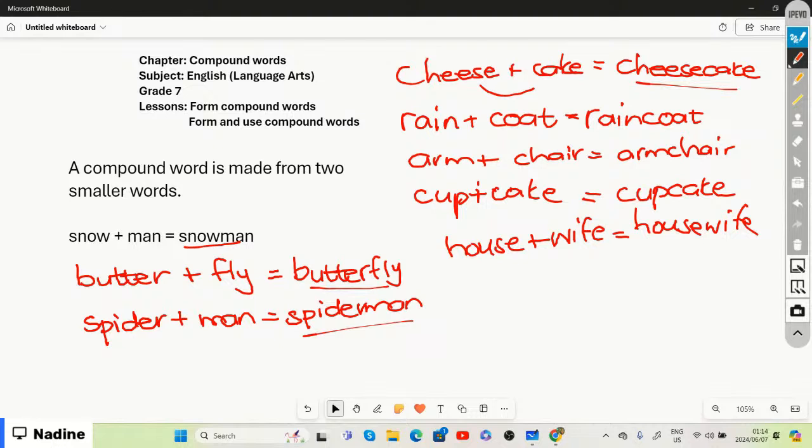All right. So now we're going to aplusstudents.ca. And once we go to aplusstudents.ca, we are going to do the chapter on compound words. And we're going to focus on the lessons of form compound words as well as form and use compound words.